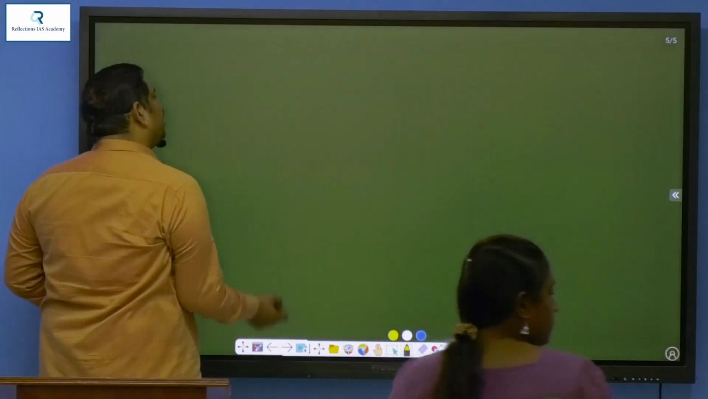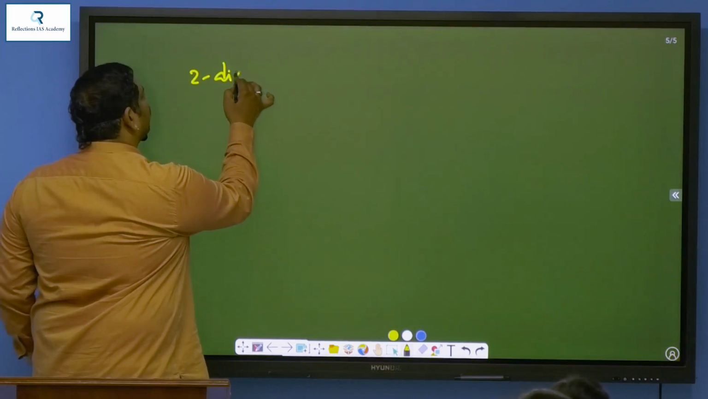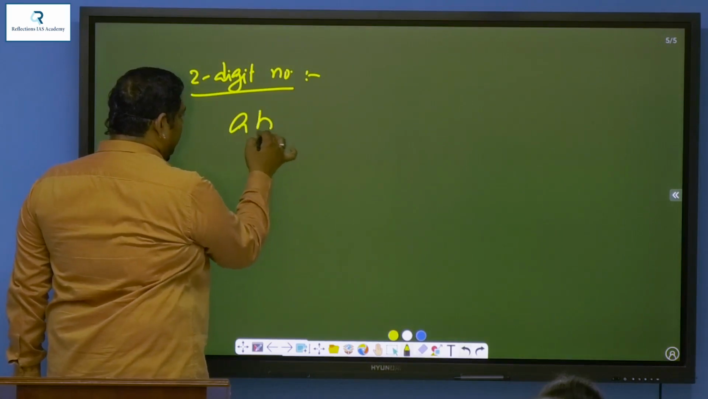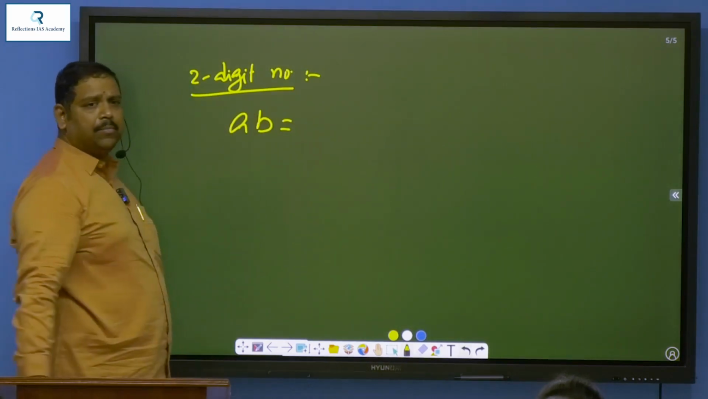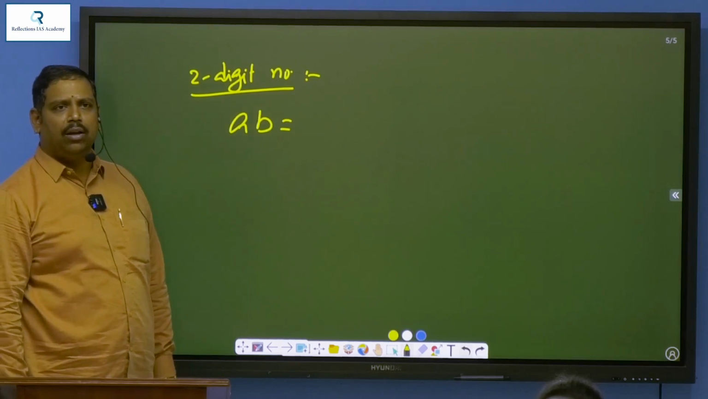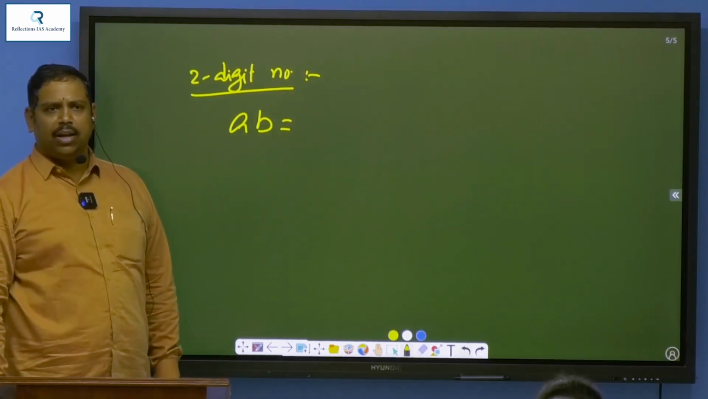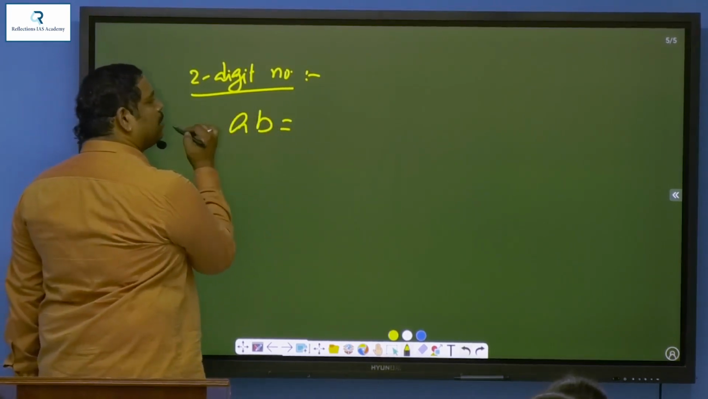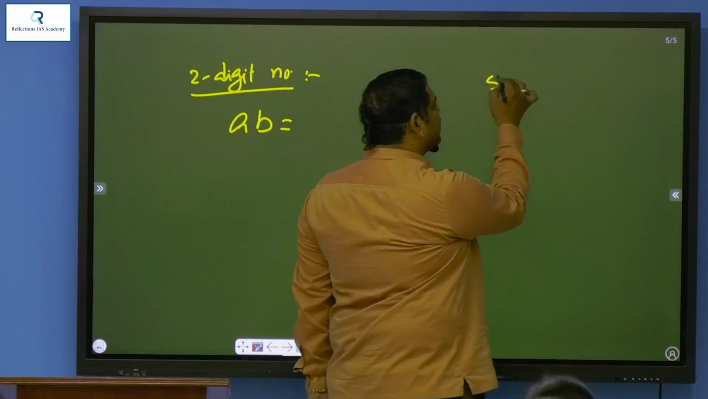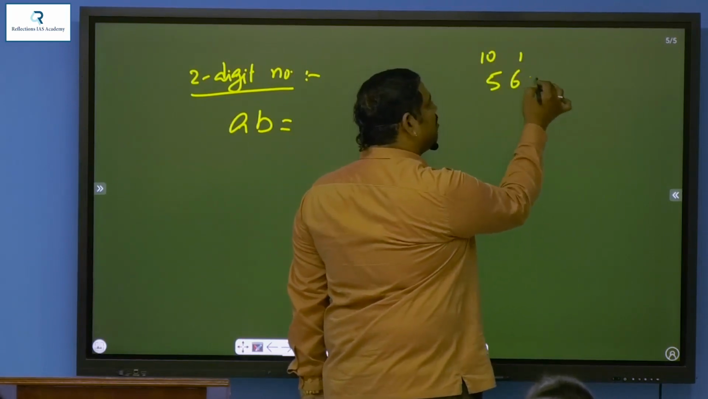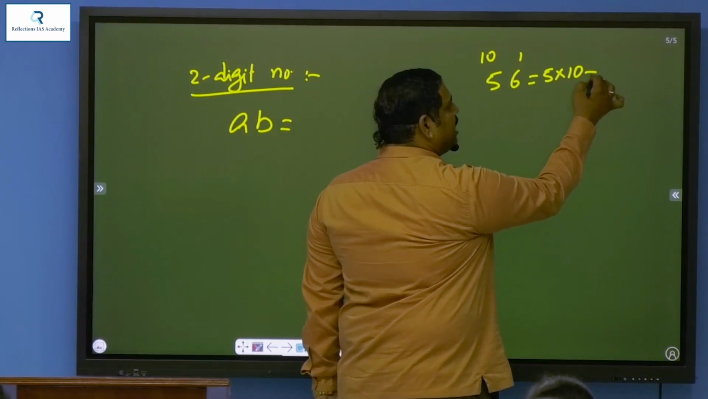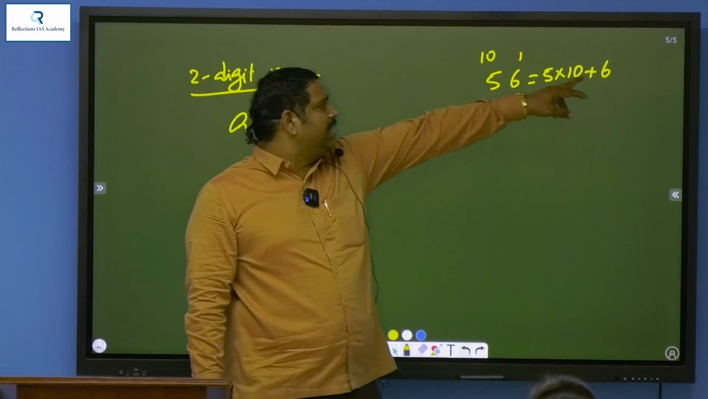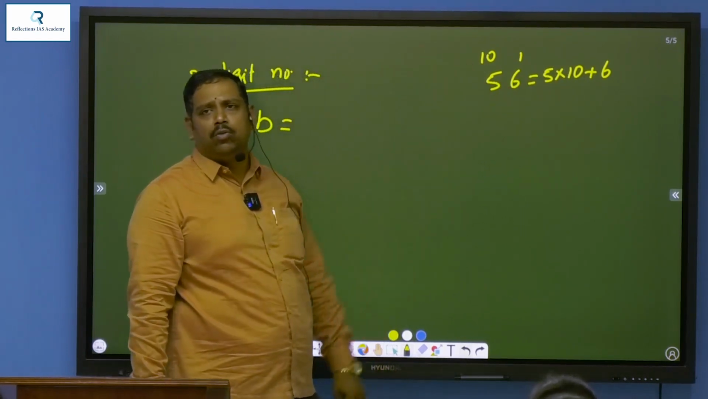Next one. Suppose I am taking a 2-digit number called AB. Can I say that AB means this is units place and this is tens place? Yes or no? You should be very much dynamic and energetic. So respond. Suppose let's take an example called 56. This is units place, this is tens place. That means we have 5 tens and we have only 6 ones. Right or wrong? Yes, that is the meaning of a 2-digit number.